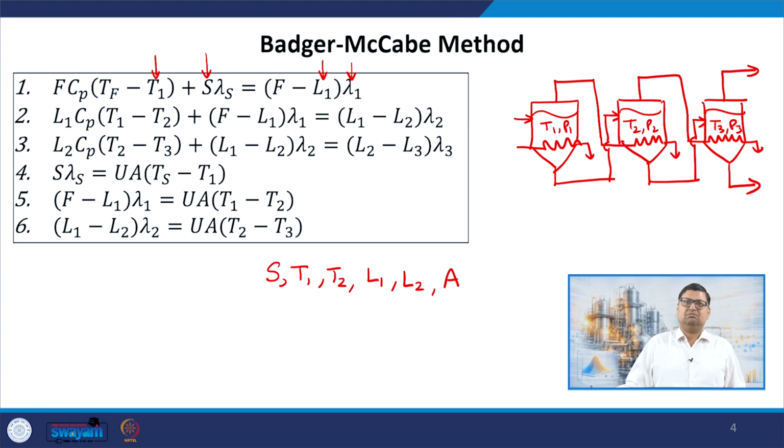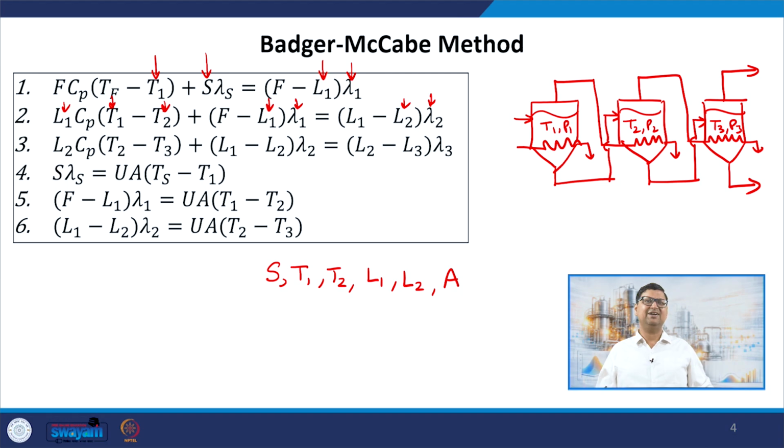So we cannot eliminate anything from here. We already have eliminated the vapor flow rates, but now we can no longer eliminate anything else. There are so many unknown variables in this equation. In the second equation, T1 is unknown, T2 is unknown, L1 is also an unknown. T1 is unknown, so lambda 1 is unknown, and T2 is unknown, so lambda 2 is also unknown, right?